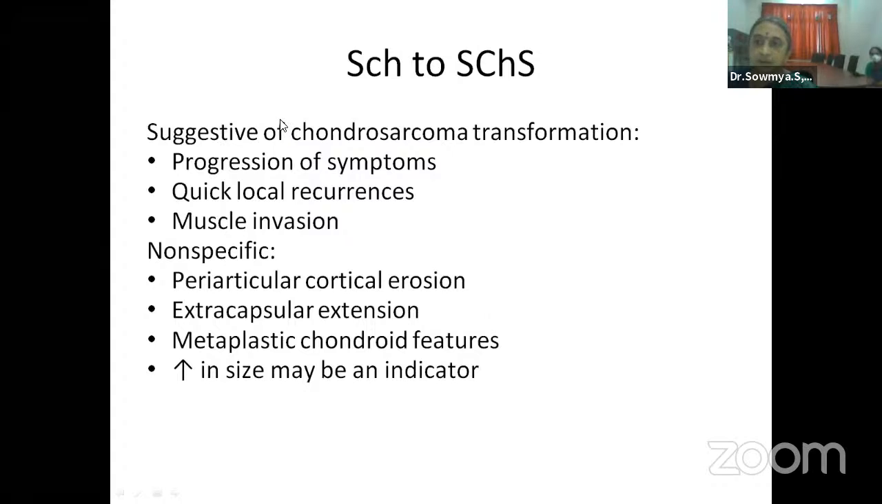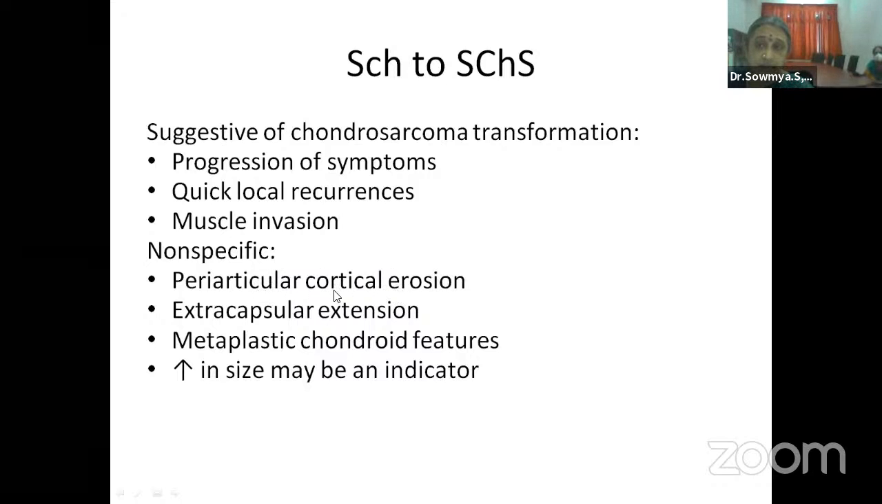And if there is a chondrosarcoma transformation, the most frequent presentations are progression of symptoms, quick local recurrences, and muscle invasion. So usually clinically itself, you may be able to identify that there is some malignant transformation going on. And there are some other non-specific changes where you can see periarticular cortical erosion.